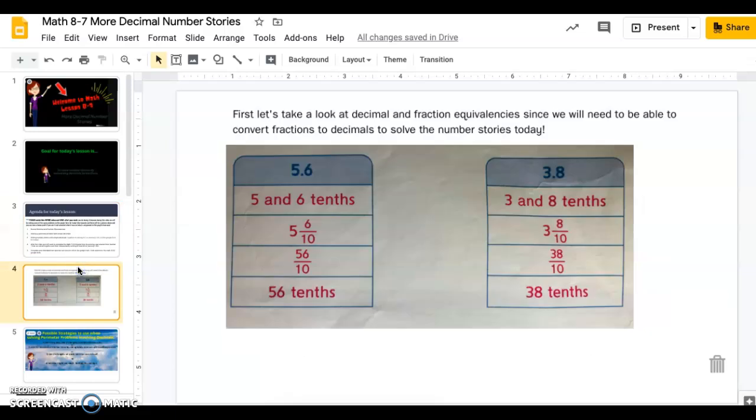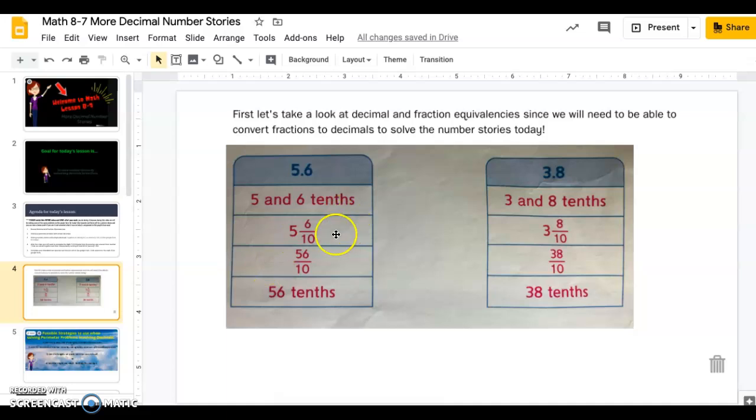So let's start first by looking at the decimal and fraction equivalencies, since we will need to be able to convert fractions to decimals to solve the number stories today. If you look here, we have 5.6, or 5 and 6 tenths. So I could write it as 5 and 6 tenths like this, or I could write it as a mixed number, 5 wholes and 6 tenths.